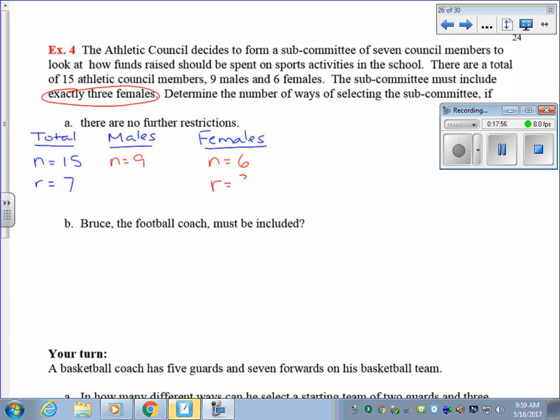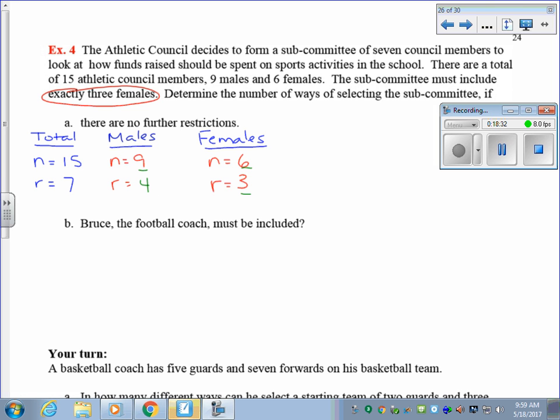And the only other information we have is that the subcommittee must contain exactly 3 females. So that means we want 3 females, and then we have to figure out if we want a committee of 7, how many males does that mean that we want? And what you should notice here is that 9 plus 6 equals 15, and then we've got 3, and whatever we put in here for R, when it's added to 3, it has to give us 7. Because we need to have 7 total on our committee, and we need to be choosing from a total of 15. So your individual N's, when you break that up, they should add to your total N, and your individual R's should add to your total R.